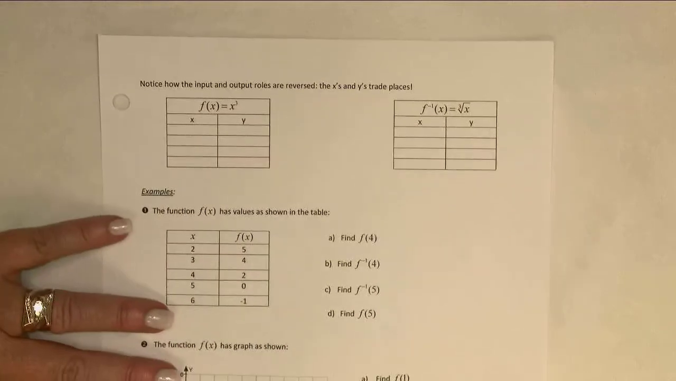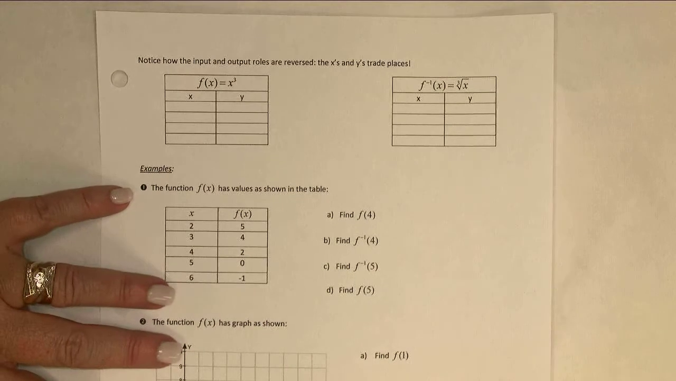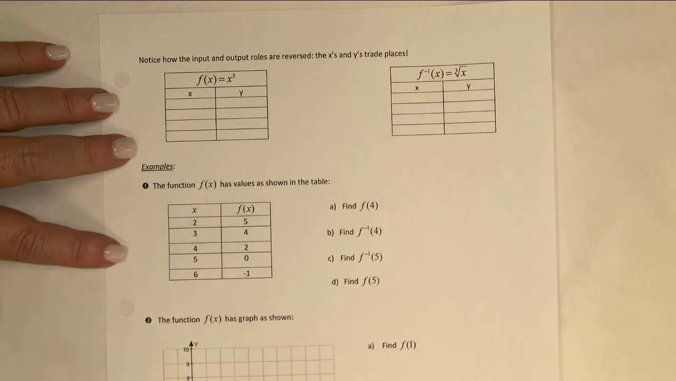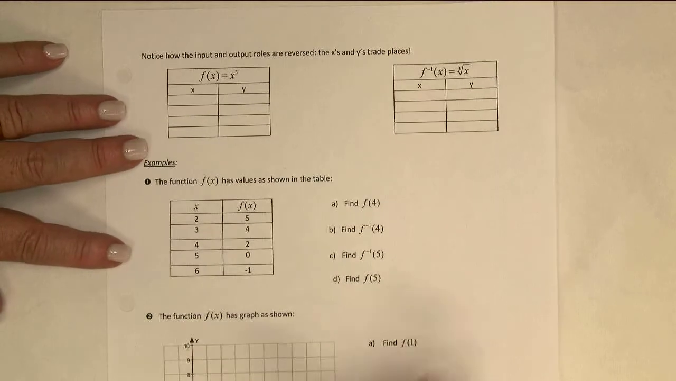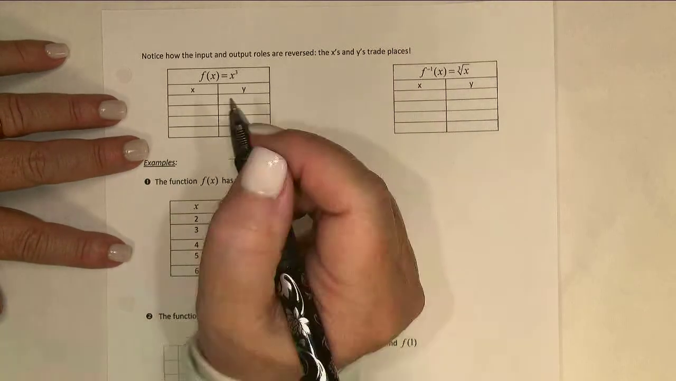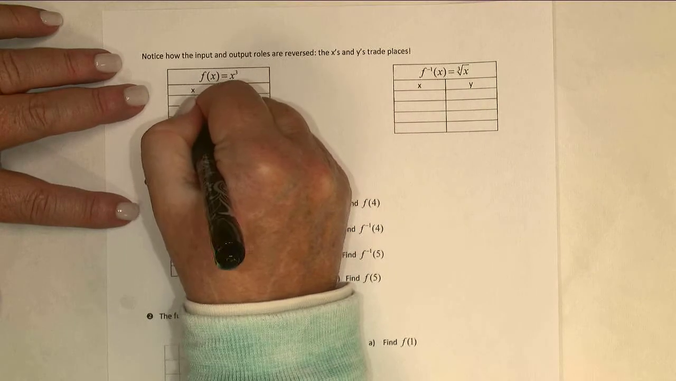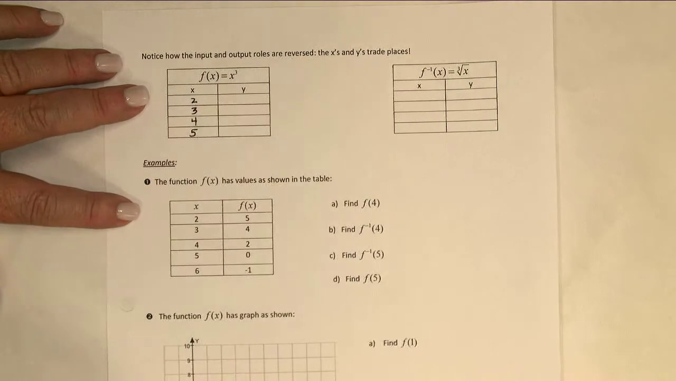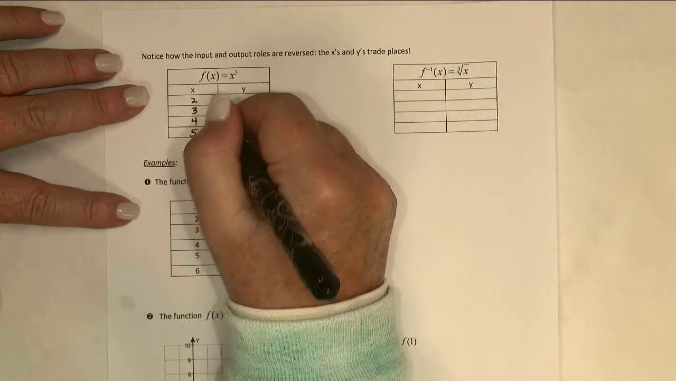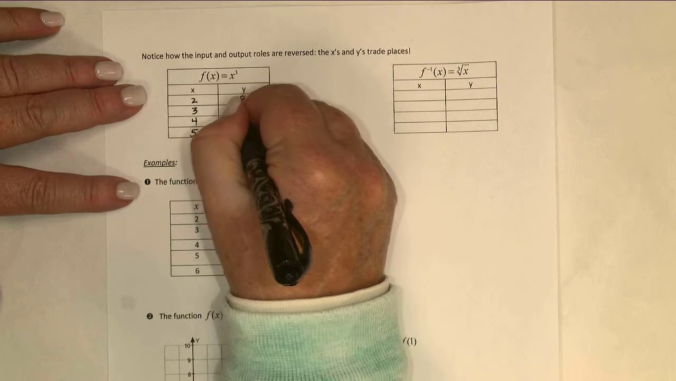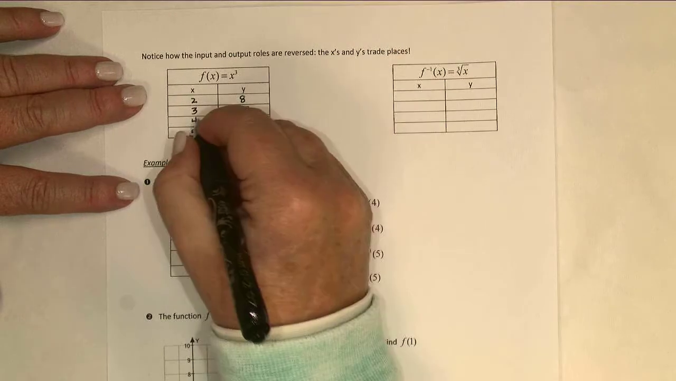If I make a quick table of values for the x cubed function, let's just go ahead and plug in 2, 3, 4, and 5. And for x cubed then, 2 cubed would be 8. 3 cubed is 27. 4 cubed is 64. And 5 cubed is 125.